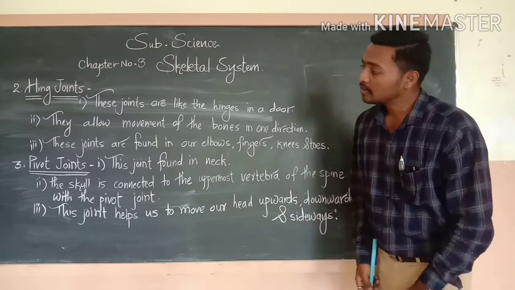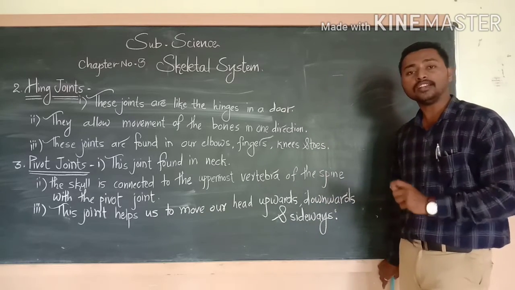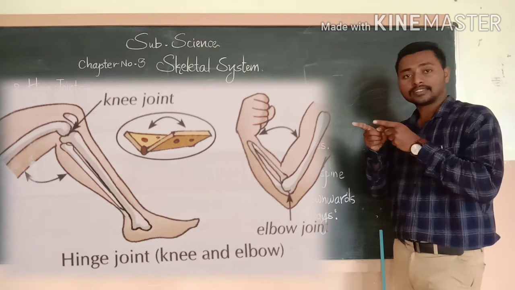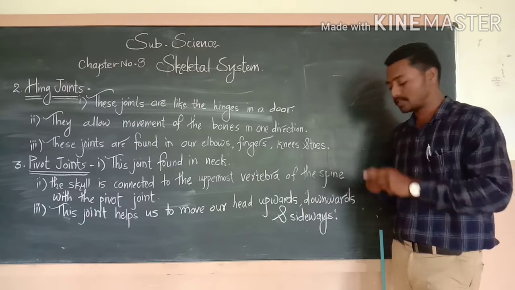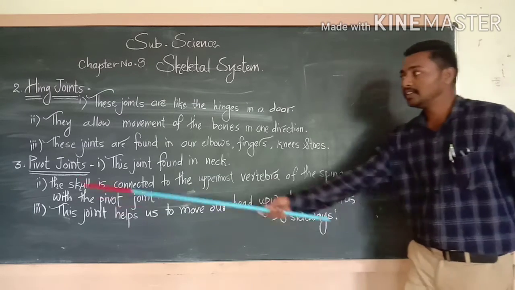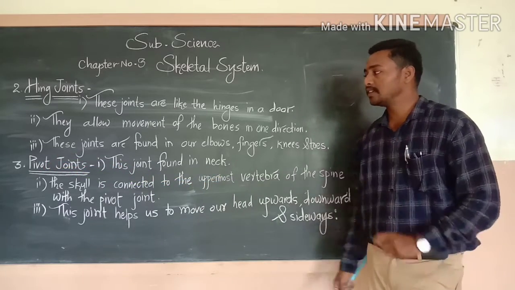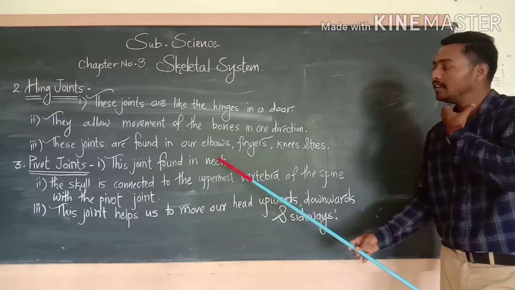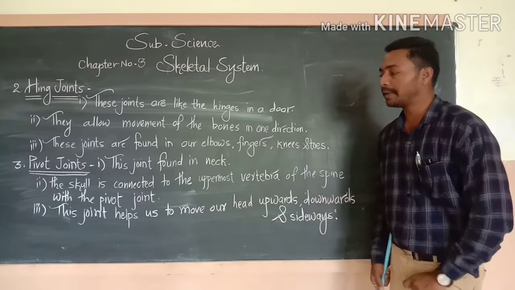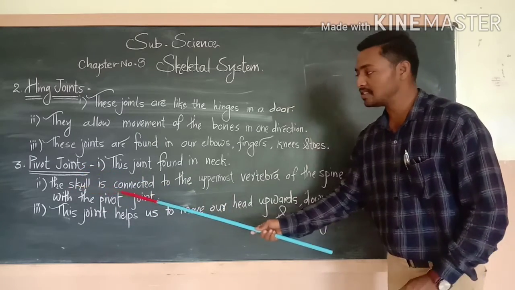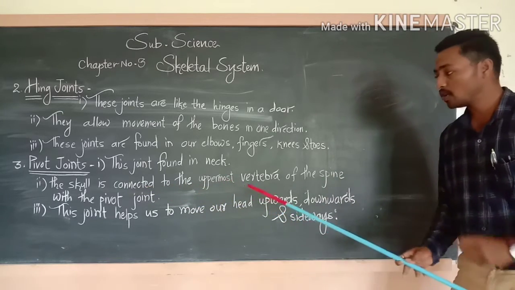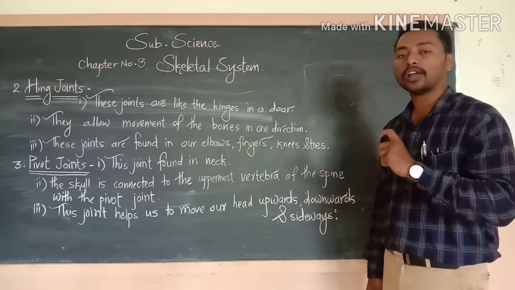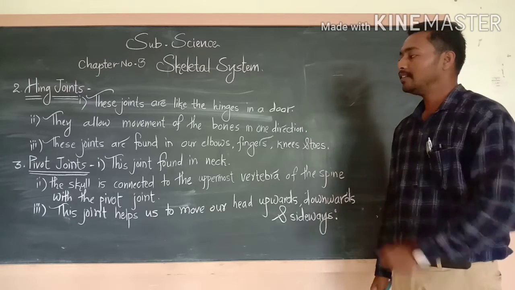Next joint, pivot joint. Before going toward the pivot joint, you have to observe this neat labelled diagram. It shows the various types as well as various names of hinge joints. Next, third, pivot joints. This joint is found in the neck of human beings. Second, the skull is connected to the uppermost vertebra of the spine with the help of the pivot joint. Using the pivot joint, our skull is attached to our neck.